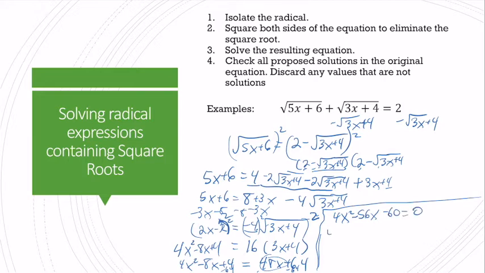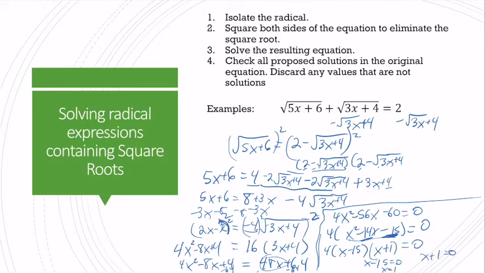I can then pull out a factor of 4. That gives me x squared minus 14x minus 15 equals 0. And then I factor this right here. The factors of negative 15 that add up to negative 14 are negative 15 and 1. I set each of my factors equal to 0. And I find that x equals 15 or x equals negative 1. I'm not done. I still have to check my proposed solutions. So I'm going to rewrite up at the top x equals 15 and x equals negative 1 because those were the two proposed solutions I found.